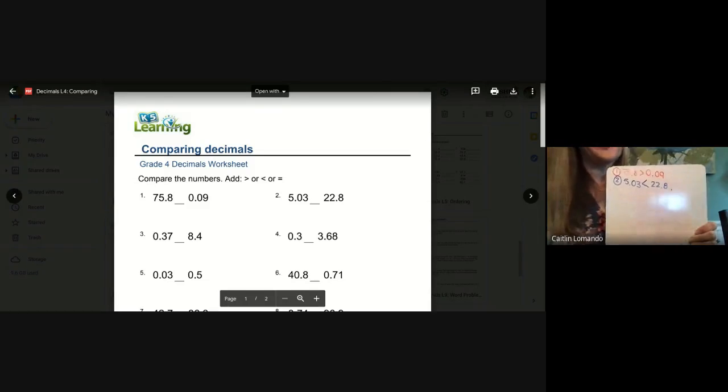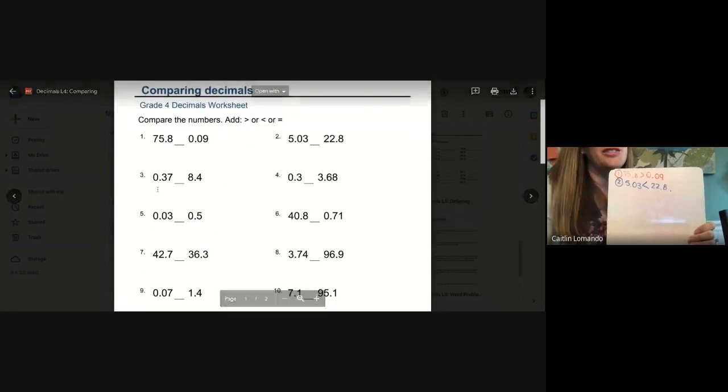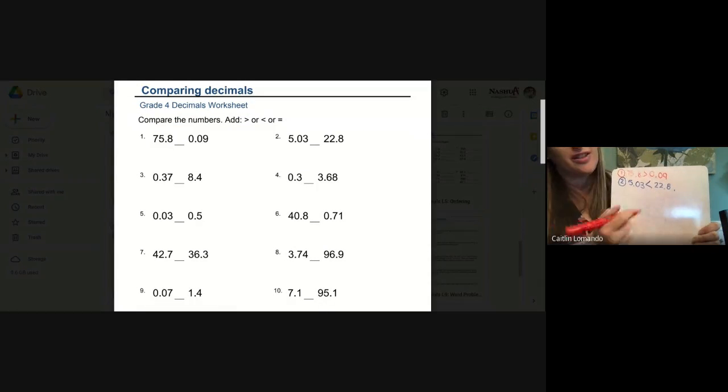All right. Let's look at our next example. Again, another easy one. Number 3. 37 cents, $0.37, versus $8 or 8 and 4/10. Don't really worry about what happens after because before we have a 0 versus an 8. We know 8 is bigger.